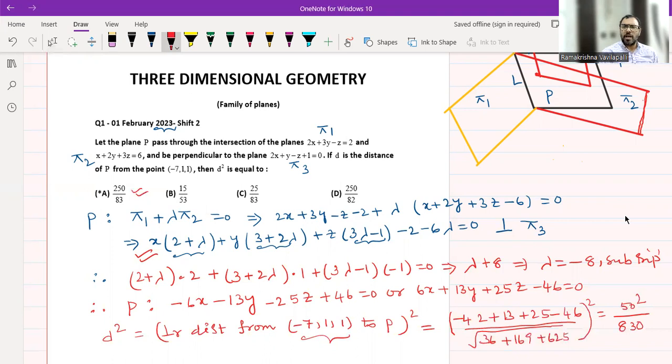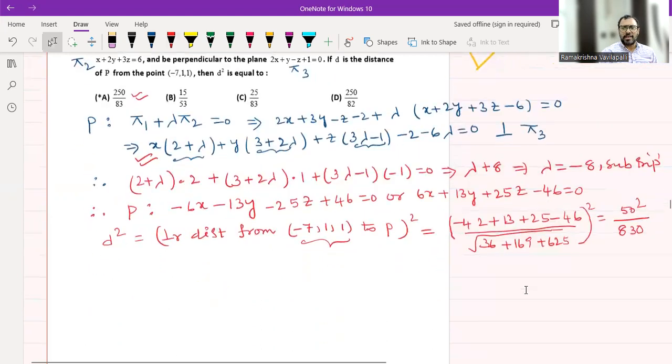So every question, almost the majority of questions like this only: either plane containing the line of intersection of two planes parallel to a plane, perpendicular to a plane, or passing through a point, or it is at some distance from a point. Now let us see the next question.